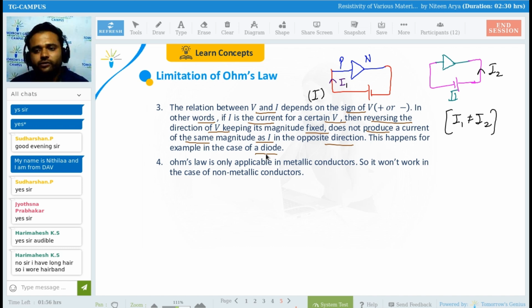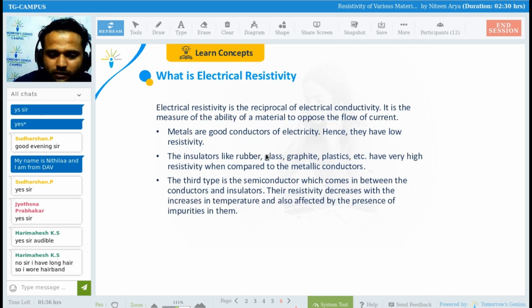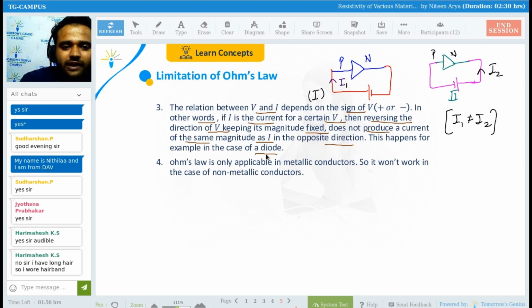Why it is going to happen, we are going to understand in this diode case. Okay, Ohm's law is only applicable in metallic conductors, so it won't work in the case of non-metallic conductors. Clear, everyone? There is one more line maybe missing. Let me check. Okay, it is not written down. One line missing. Assumption: Ohm's law is only applicable in metallic conductors at constant temperature only.